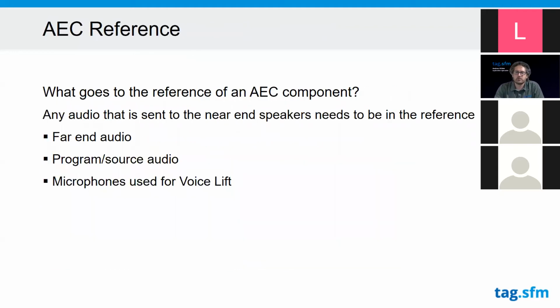So what should go into an AEC reference? The AEC reference should receive anything that's sent to the near end speaker. It needs to be in the reference. Things that are going to go there are your far end audio, so the input from the VoIP, the input from the POTS, maybe that's a USB soft codec input coming into the system. Those are all going to go to the reference. Your program or source audio should also go to the reference. Why? It's coming out of the speakers in the room. And that way it can cancel it and doesn't allow it to go back through. And definitely microphones used for voice lift.